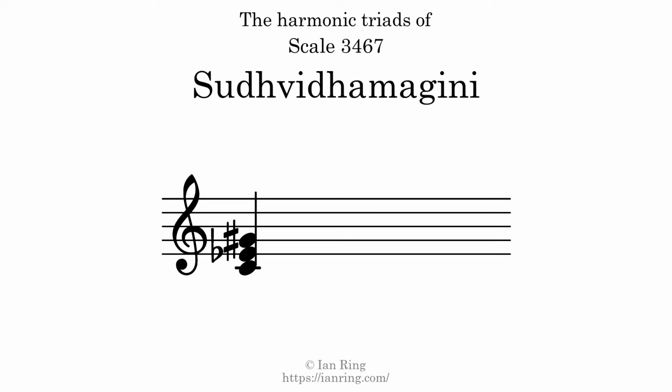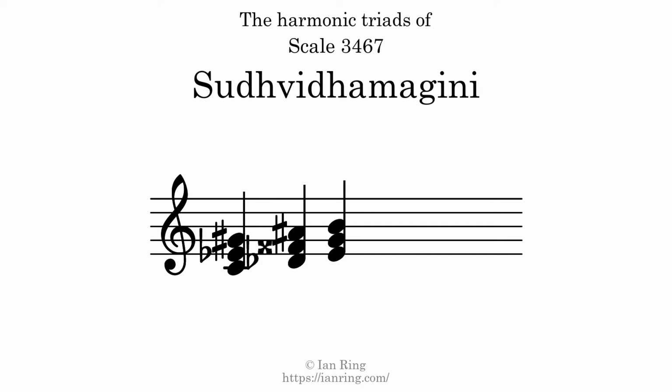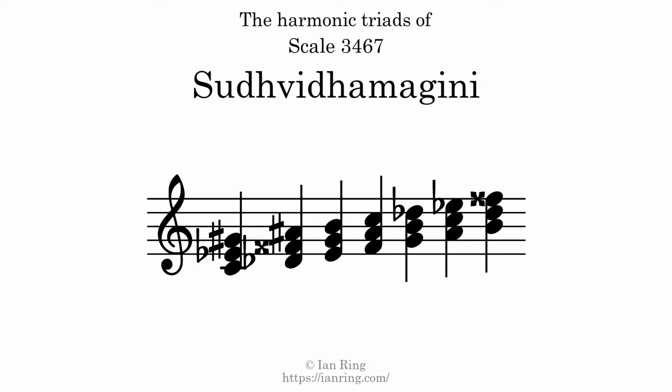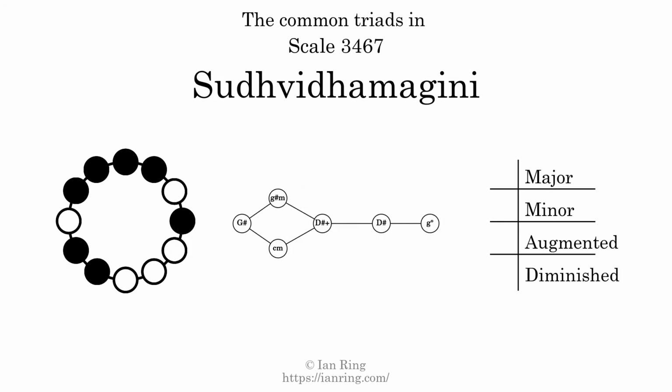Unnamed, unnamed, unnamed, unnamed, unnamed, unnamed, unnamed. Here are the common triads present in this scale. The diagram in the center is a graph of parsimonious voice leading between triads.